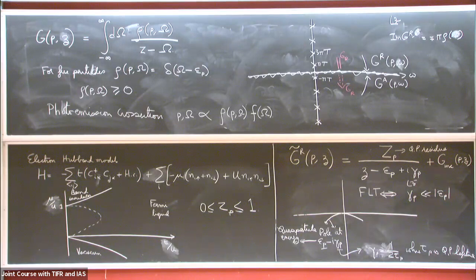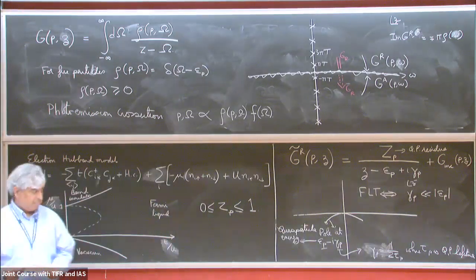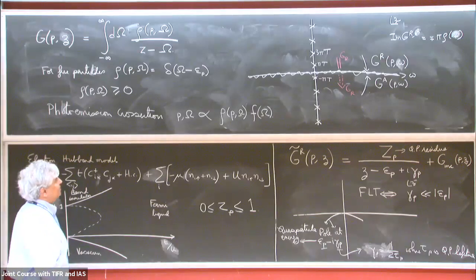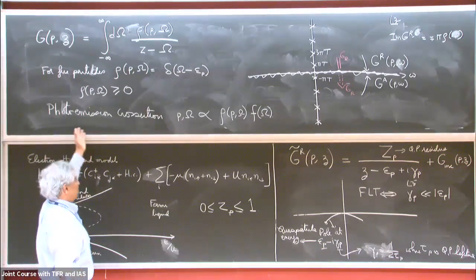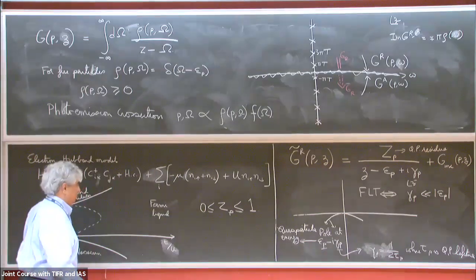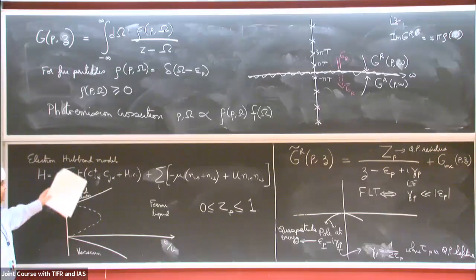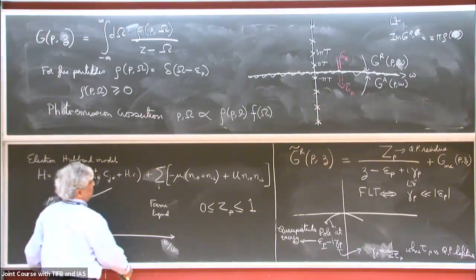So how do you measure Zp? Well, this is where the analogy with the Bose gas also comes in. The way you measure Zp is by measuring the momentum distribution function, which is also measurable by photoemission, simply by integrating over all energies. So if you measure the following quantity, okay, I don't want to erase this.